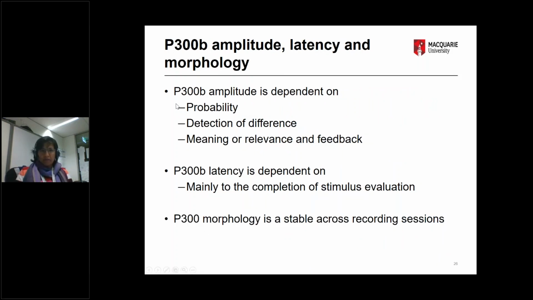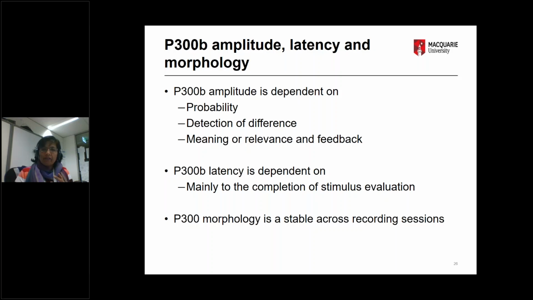Okay, coming back to what P300B amplitude, latency, and morphology imply. First of all, the P300B amplitude is dependent on the probability. I've been saying that when we are testing, the probability is often 80-20, where the deviant is 20. Now, if you increase that probability, the P300B would actually get smaller. So the more you know the different sound is there, the smaller the P300B will be. The detection of difference is also important for us to be able to discriminate between signals of any kind. We need to be able to detect it, and this detection is just as important. And again, I have an example to make that point.